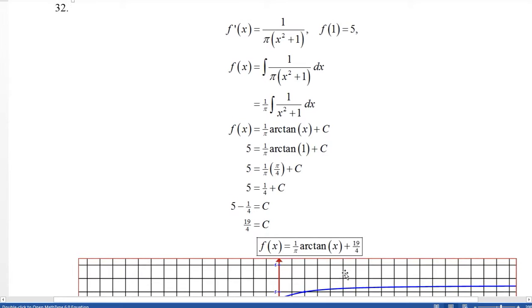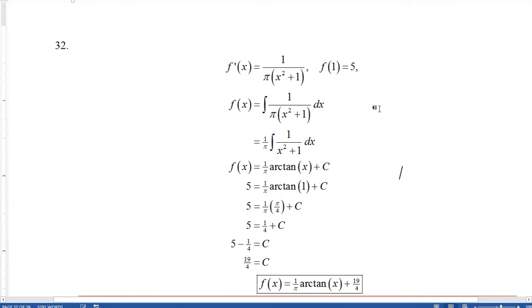Okay, let's take a look at this one here. This one we're looking for a specific antiderivative where we're given the formula for the derivative and a point on the graph. So f prime of x is 1 over pi times x squared plus 1. So the f of x is a specific antiderivative there.